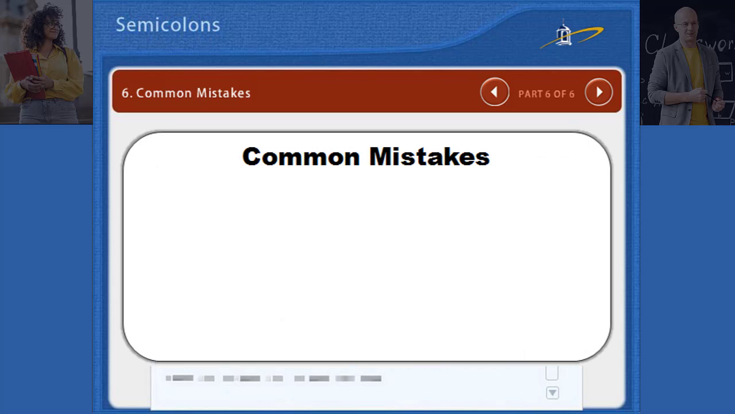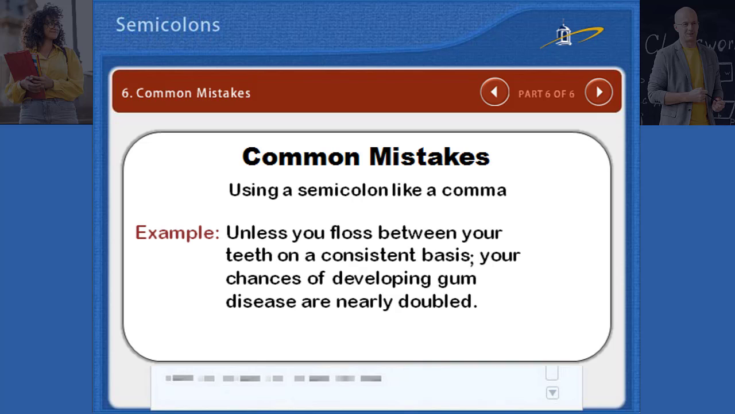Well, one of the common mistakes when using a semicolon is confusing it with a comma. The semicolon has very specific uses and can rarely substitute for a comma. For example, unless you floss between your teeth on a consistent basis, your chances of developing gum disease are nearly doubled. Now, what should come after basis, a comma or a semicolon? Comma. Those aren't two complete sentences, so you can't put an internal period between them. An internal period is just another name for the semicolon, right?